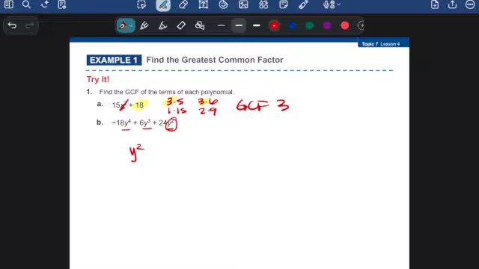So I can pull out a y squared. And now we're going to look at the numbers: negative 18, 6, and 24. So let's look at the factors of negative 18. You can ignore the negative for now. So what are the factors of 18?